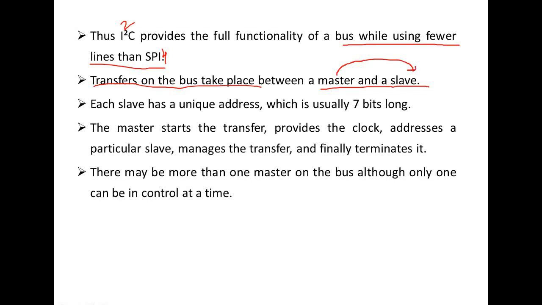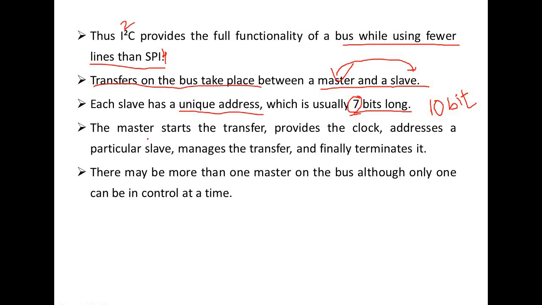And see here, each slave has a unique address which is usually 7-bit long. Every slave has an address, and the address is 7-bit long. Nowadays, I2C protocol is also coming with 10-bit long addresses. So your slave address may be 7-bit or 10-bit. Nowadays, a 10-bit address is also available for interfacing to slaves.